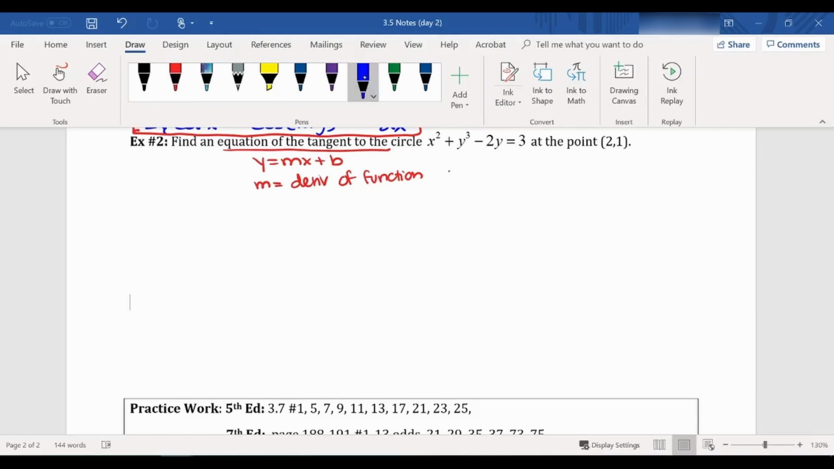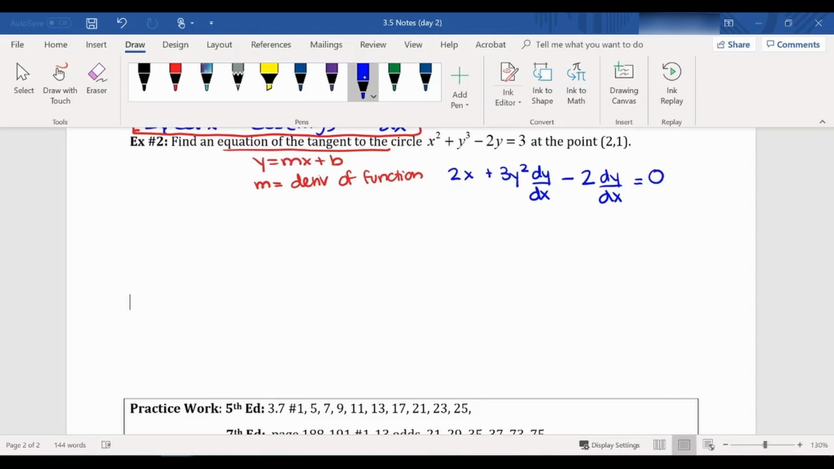Our derivative would be 2x, the derivative of x squared, plus 3y squared, the derivative of y cubed. But again, we need to include dy/dx. And then we're going to have minus 2, because 2 is the derivative of 2y, and because we found the derivative of a y term, we include dy/dx. On the right side, the derivative of 3 is 0. Now we need to rearrange and isolate for dy/dx.